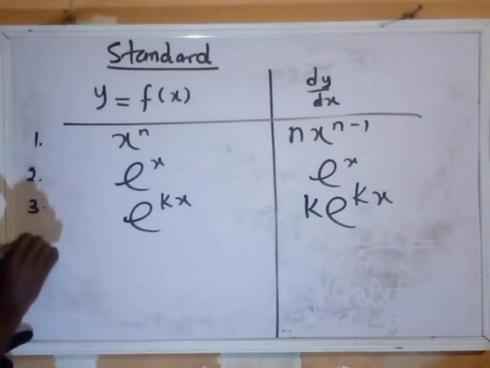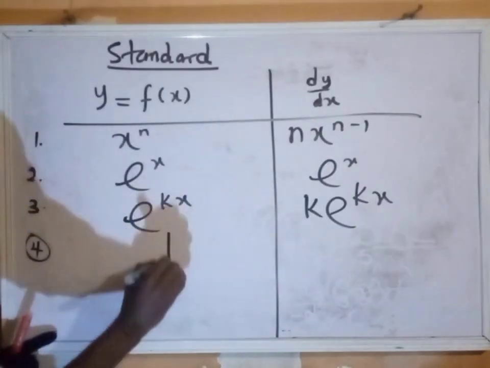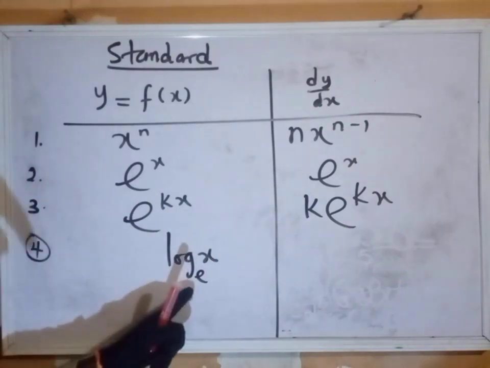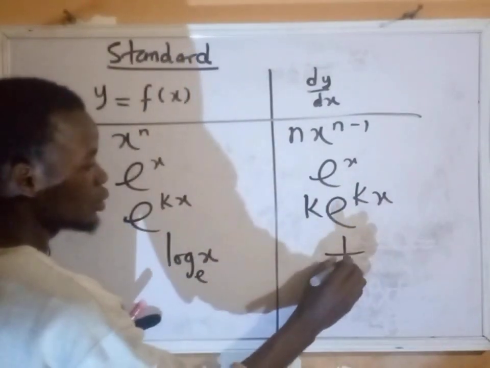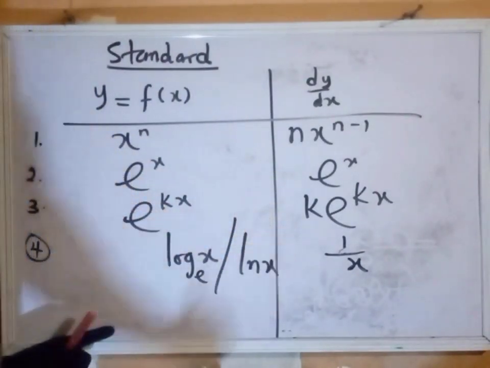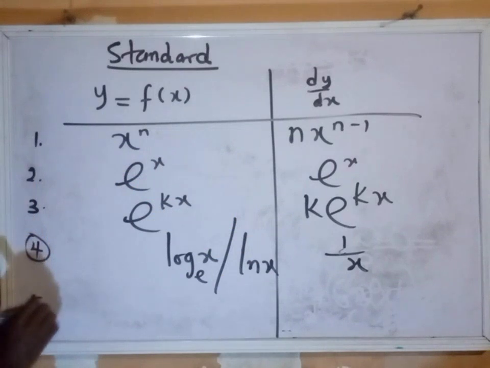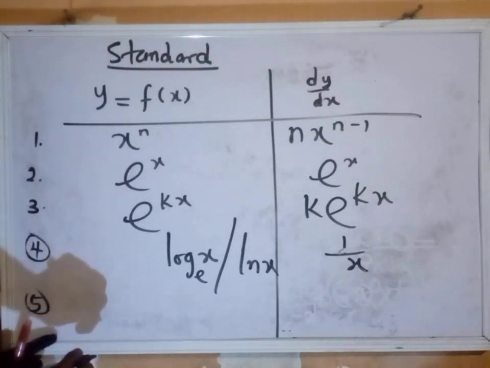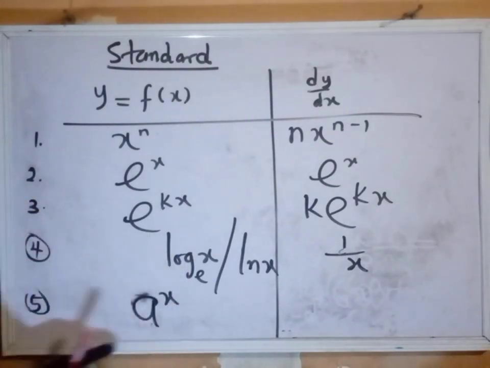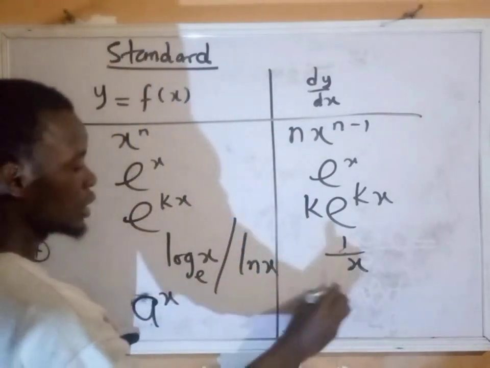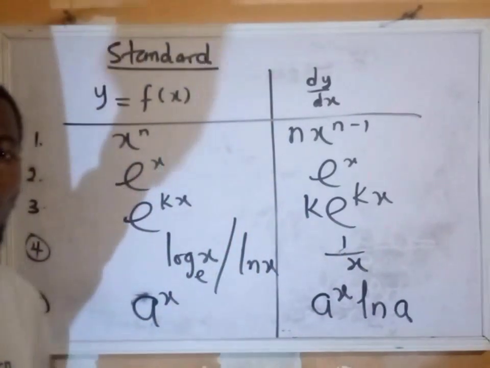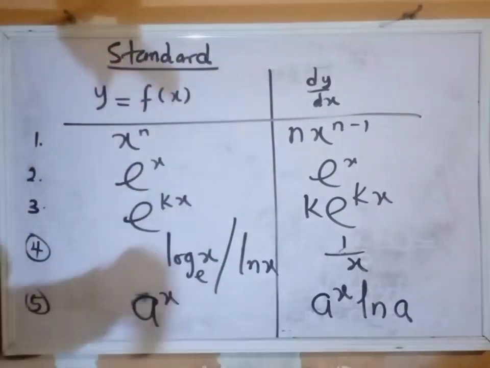Let's see number 4. If someone asks you to differentiate log of x, provided that this is in base e, we are going to have it as 1 divided by x. So I can still write this as ln of x. Okay, let's see number 5. Let's say we are given a raised to the power of x, and someone has to differentiate this. So what I'm going to do is a raised to the power of x times ln of a, or we can call it the log of a. So let's say these are the standards.